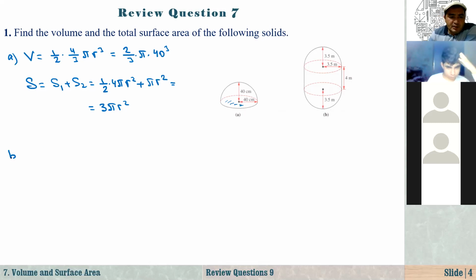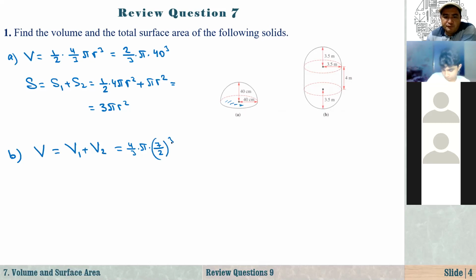And how about question B? Question B: the top is a hemisphere, the bottom is a hemisphere, and the middle part is, what is it? It's just a cylinder. So to find the volume, actually, I should just calculate the volume of a sphere, because hemisphere plus hemisphere is equal to one sphere, and the volume of the cylinder. So what is the volume of the sphere? That's equal to 4/3 times pi times r cubed. And what is r? 3.5. That is 7/2, and here we have cube.